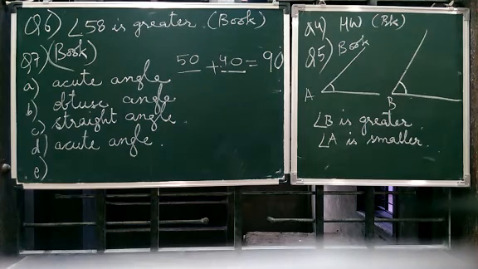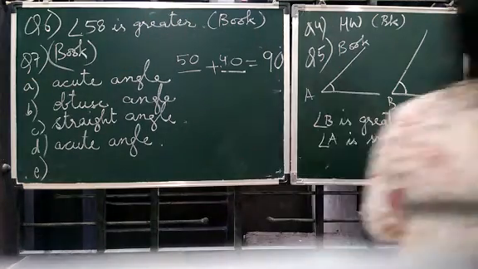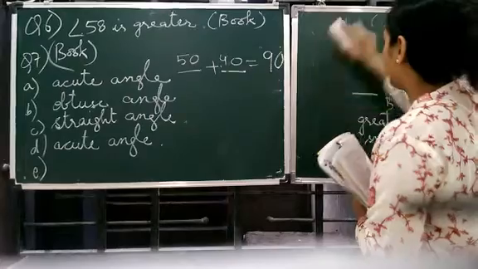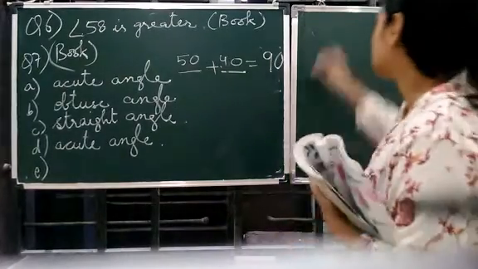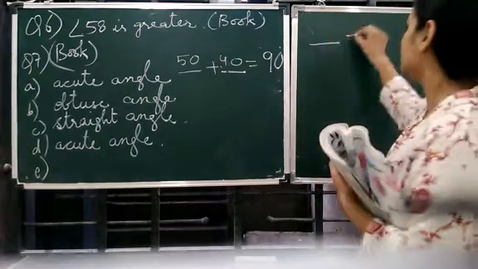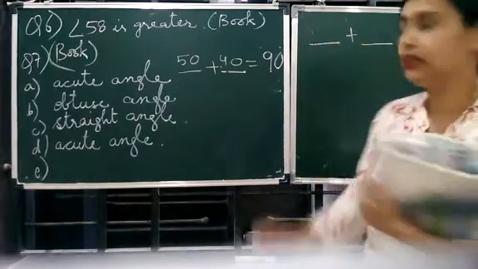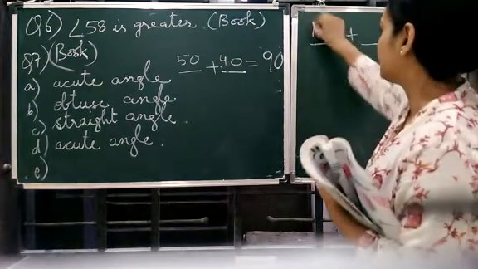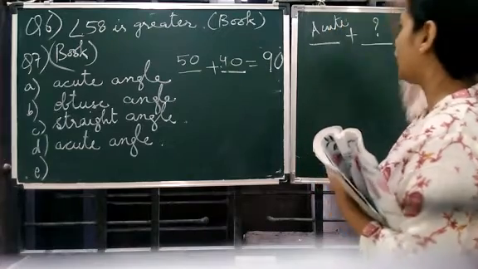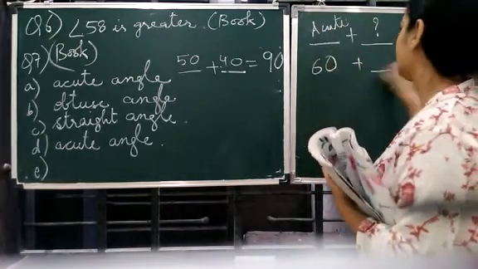When the sum of measures of two angles is that of a straight angle and one of them is acute, then the other should be... If you sum the measure of two angles and the total is a straight angle and one of them is acute, then the other should be what?